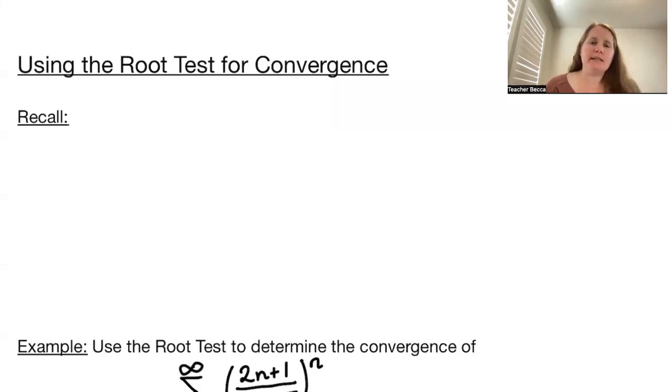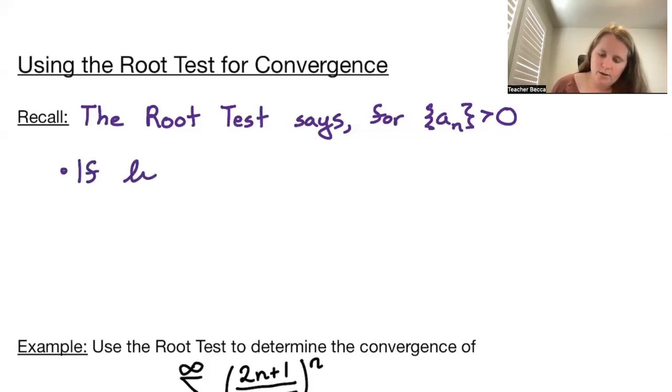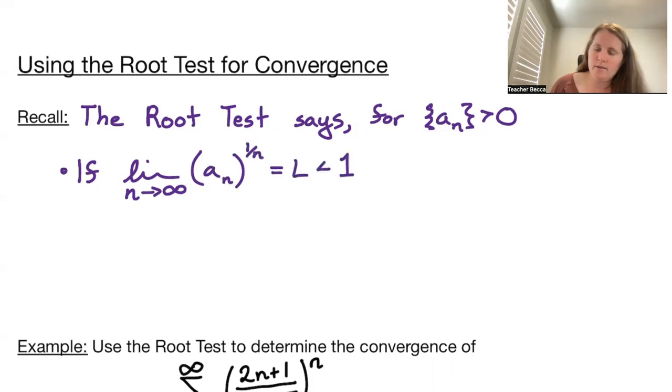Welcome to using the root test for convergence. So recall that the root test says, for a sequence a sub n greater than 0, we have that if the limit as n goes to infinity of a sub n raised to the 1 over n equals L less than 1, then the sum from n equals 1 to infinity of a sub n converges.